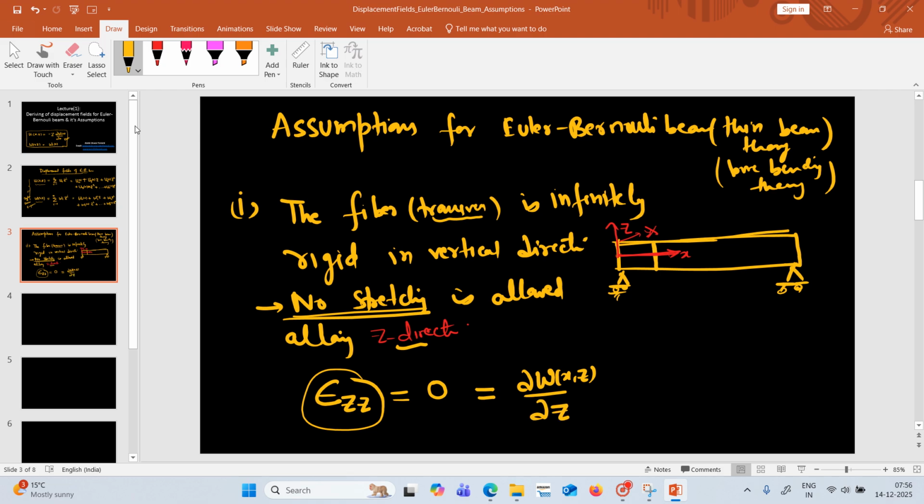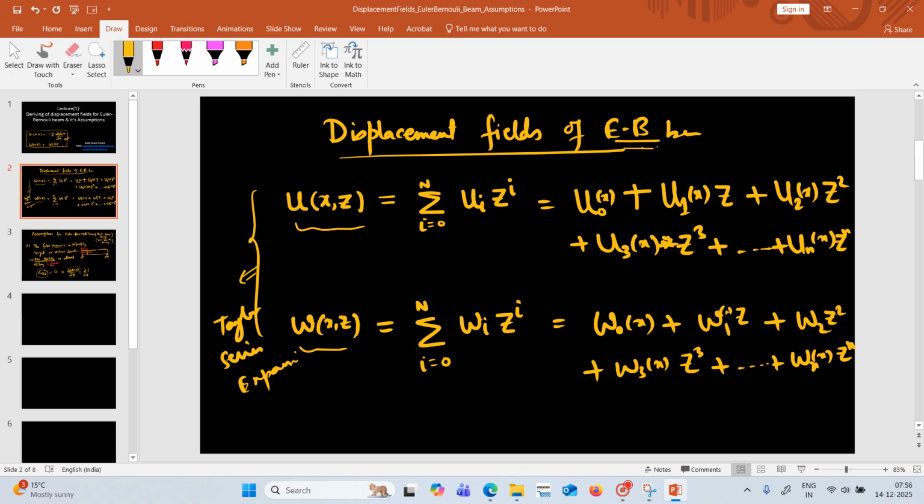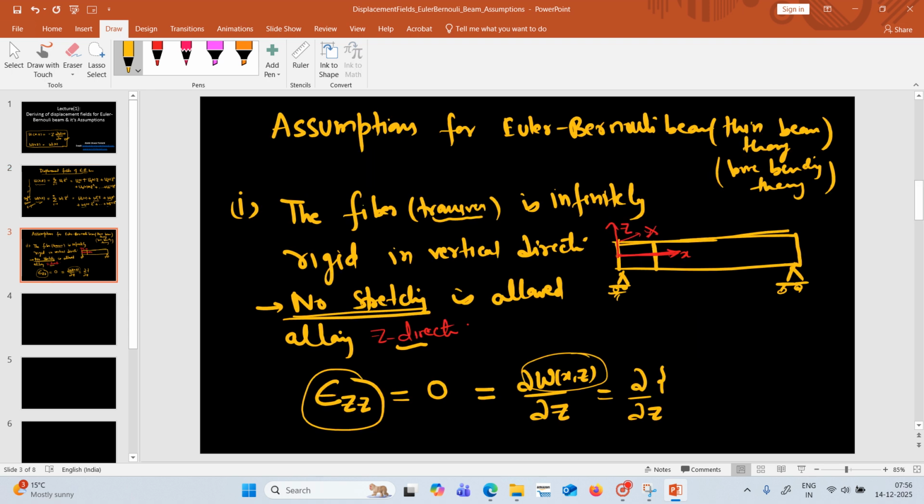And it is 0. So del upon del z of the function w of x comma z, which we have chosen here, if you remember: w naught of x plus w1 of x into z plus w2 of x into z square, w3 of x into z cube, and so on. If you put that function, is it possible to get the 0 value?